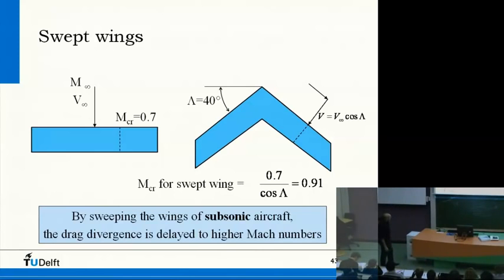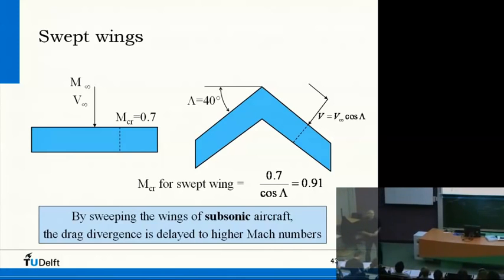So by sweeping the wings of a subsonic aircraft, the drag divergence is delayed to higher Mach numbers, because that is what it's all about, of course. You don't want to get into this drag divergence when the CD goes up and you have to put in a lot of fuel.